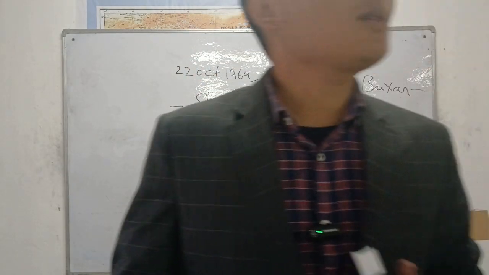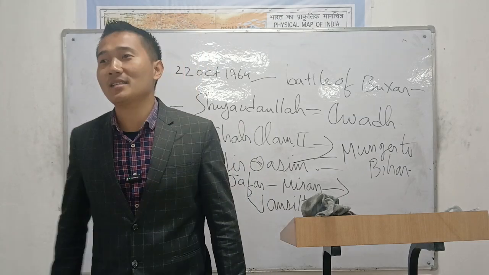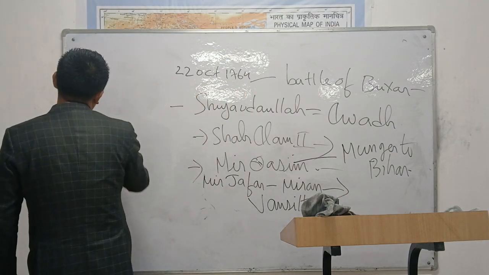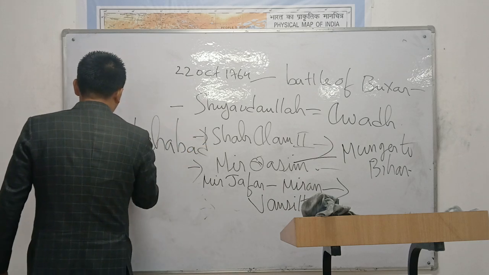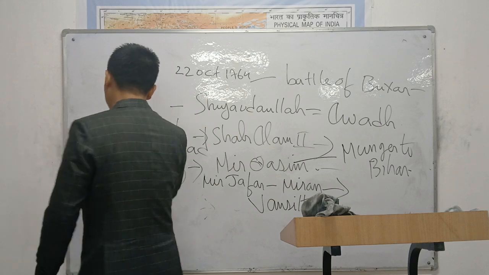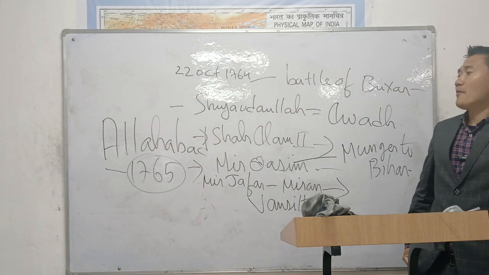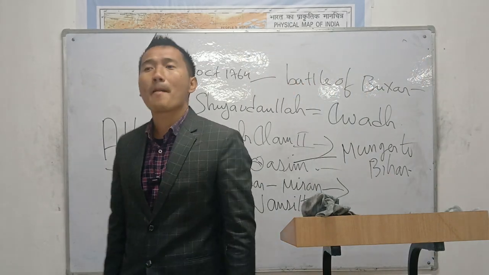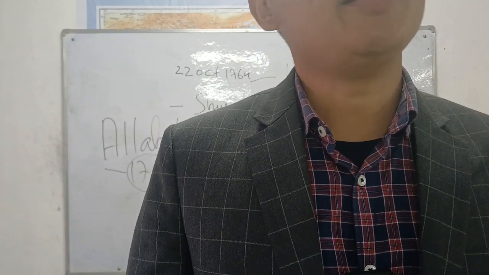It is the Battle of Buxar which strengthened the role of the British in India. Too important. Which battle laid the foundation? The Battle of Plassey. The Battle of Buxar strengthened the role of British rule in India, and it was the Treaty of Allahabad. One more: the Treaty of Allahabad, 1765, ended the Battle of Buxar. By this treaty, the war came to an end.